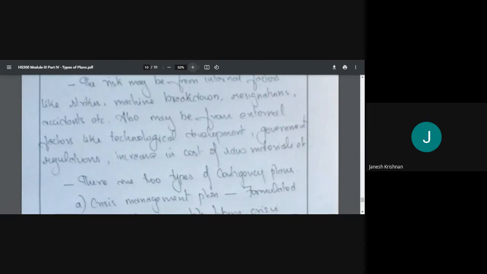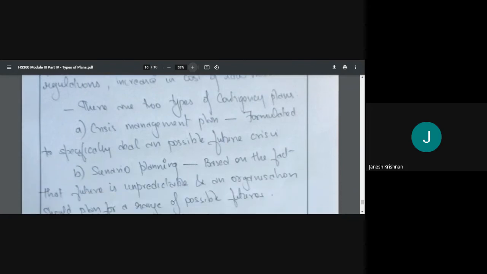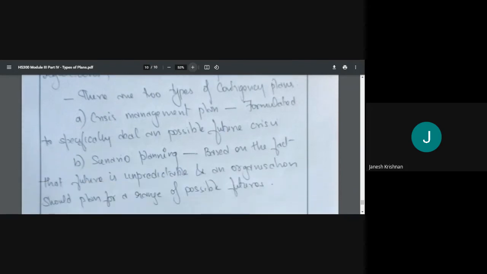So basically, there are two types of contingency plans. One is the crisis management plan and the other is scenario planning. Okay, crisis management is for a particular future crisis. Right now, we are seeing that COVID cases are rising and people are requiring more and more oxygen. Okay? Oxygen supply. Because the cases are increasing, there might be a problem in the future, right? What are we going to do?